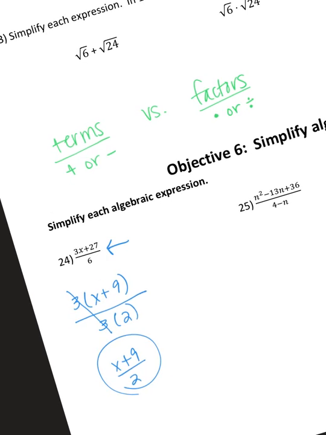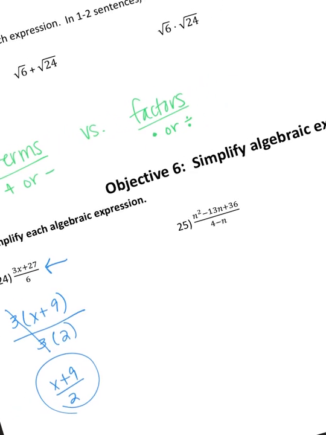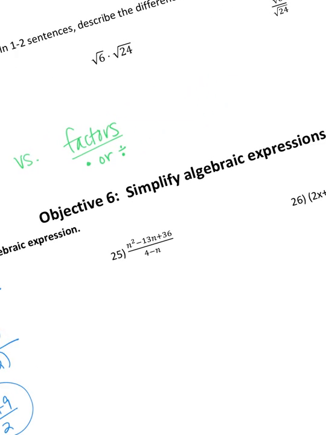So you cannot simplify terms when they're being divided. You can only simplify the inverse of division, which is multiplication, which is a factor. I'm just going to keep saying it over and over. So if we want to simplify this quadratic divided by this binomial, number 25, we have to factor. All right, so let's take a look at the numerator.